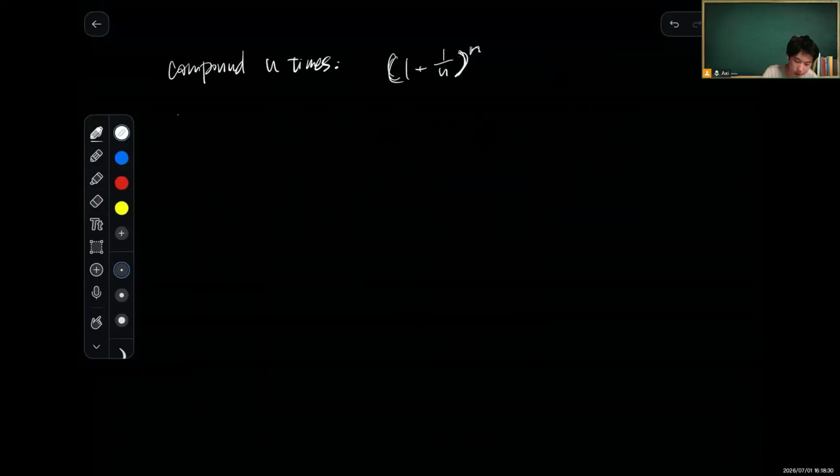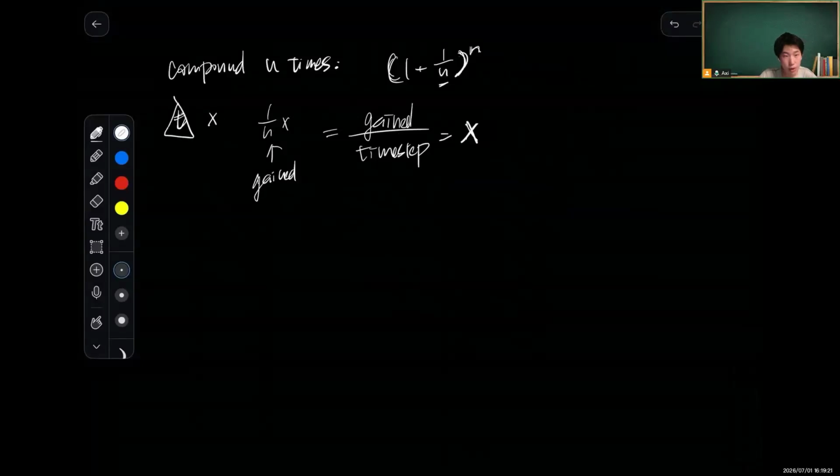Now, suppose at time t, we have money x. Then after one time step, because every time step is 1 over n, then the money has gained 1 over n times x. This is the money gained. The rate of growth here can be written as the amount of money gained divided by the time step. In this case, it is exactly x. So at any given time step t, the growth rate is equal to the exact value at that moment.